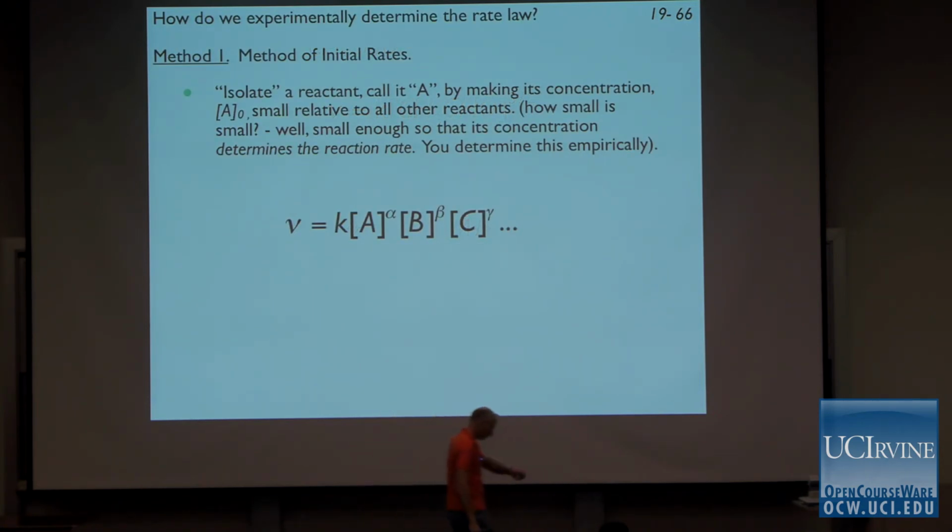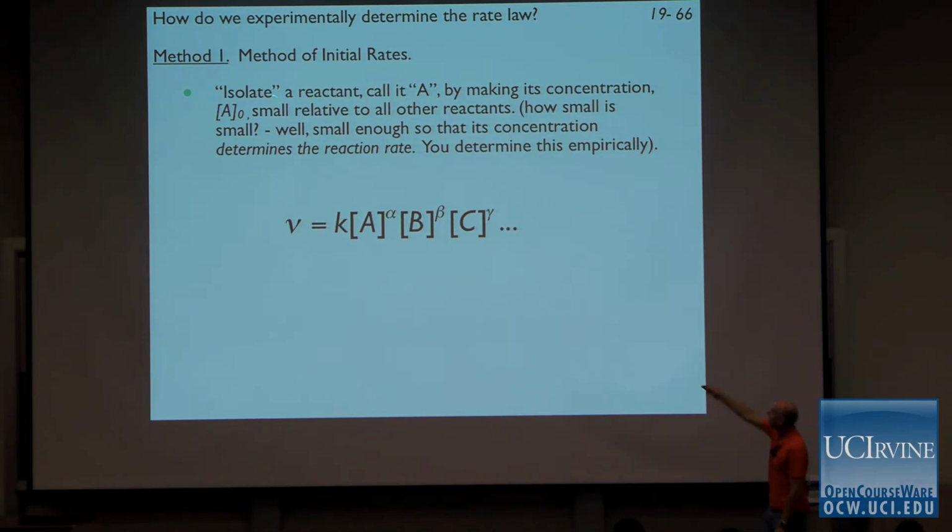Now, how do we experimentally determine these rate laws? This is important. We have some methods that we need to know about. One of the methods is the method of initial rates. The idea is very simple. If you've got a complex reaction with a bunch of reactants, A, B, and C, and you want to figure out what alpha, beta, and gamma are, but you don't know what they are.